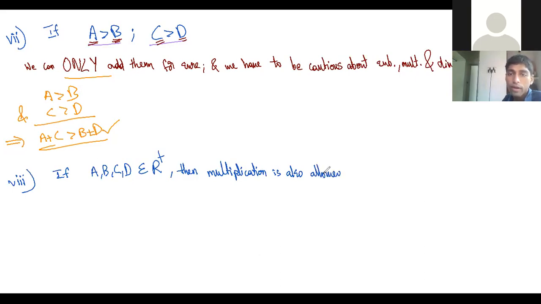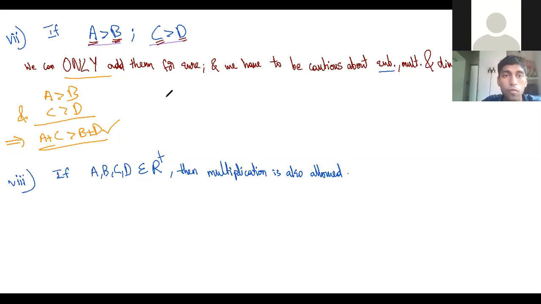Now some of you might be confused, sir, what is wrong with subtraction? Because addition, subtraction is the same thing. But the value of C can also be greater than A sometimes. And the value of D can be less than B. So that's why subtraction is not allowed, because we are not sure about the value.